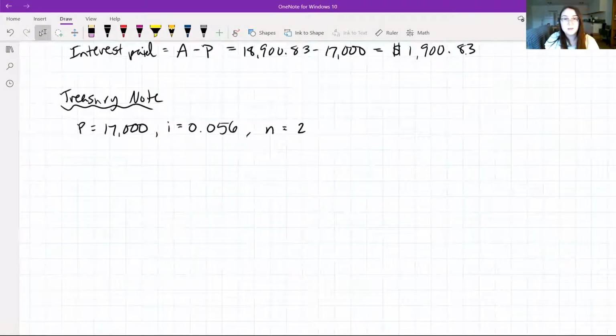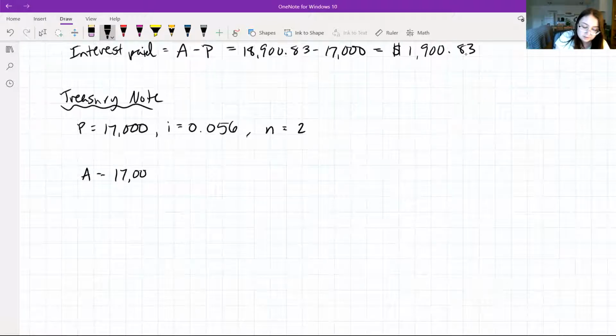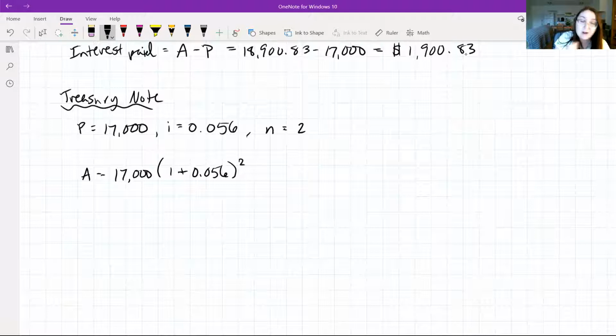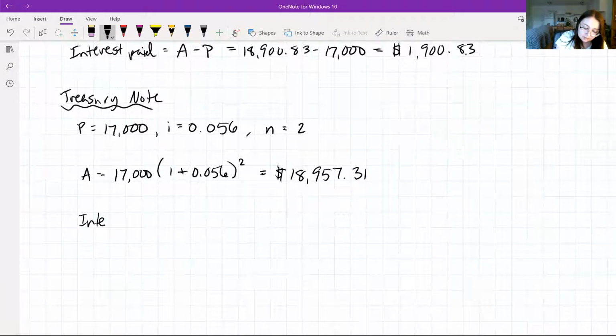So now I want to do the exact same thing as we did before. We want to find our future value. So we know our future value is equal to 17,000 times (1 + 0.056) to the power of 2. And if you calculate this value on your own, which I highly suggest that you do, you should end up getting $18,957.31.